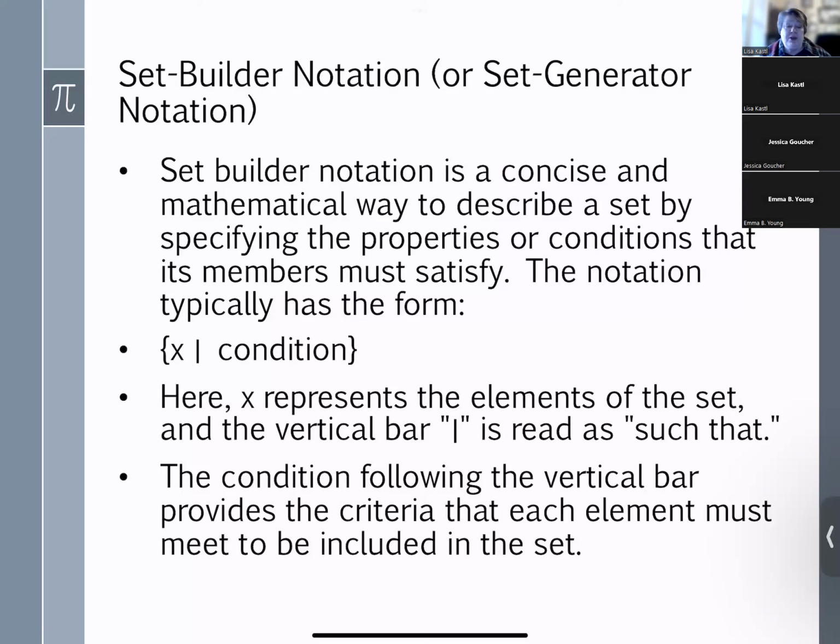So set builder notation is a way of writing sets in a formal mathematical way, and we all do it the same way. It's a concise and mathematical way to describe a set by specifying the properties or conditions that its members must satisfy. So the notation typically has the form of a brace, an X, because the X represents any element in that set. So we introduce that concept in algebra that we can use letters to represent numbers. And that's pretty much what makes it algebra and not arithmetic.